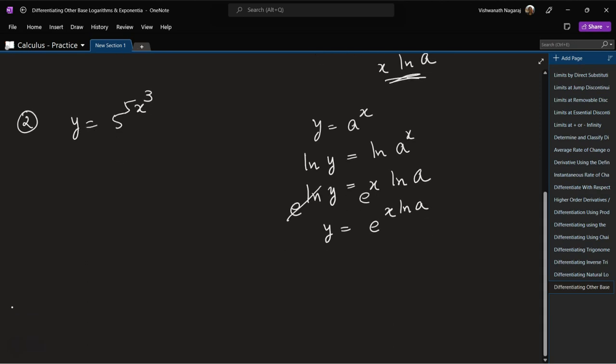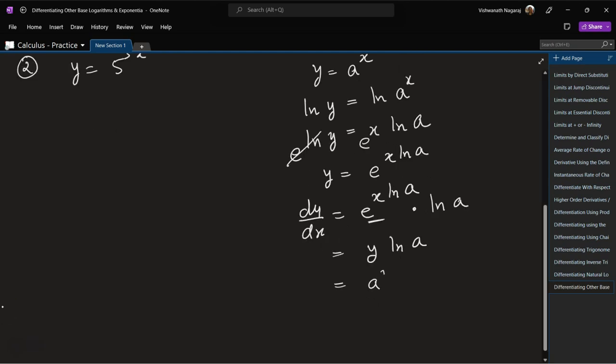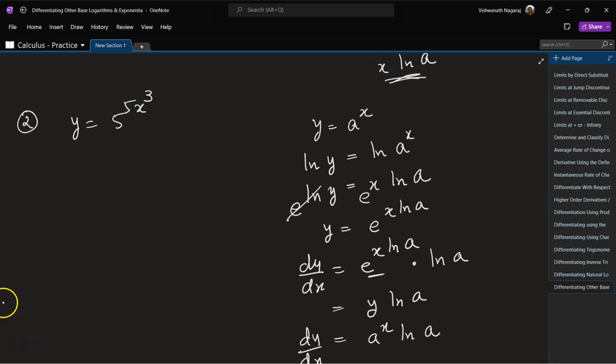Now let's differentiate it. dy by dx is equal to e to the power of x ln a times the derivative of x ln a, which is nothing but ln a. Now e to the power of x ln a is nothing but y. So y ln a, but y is, we know, a to the power of x. So a to the power of x ln a. So the derivative of y equal to a to the power of x is a to the power of x ln a.